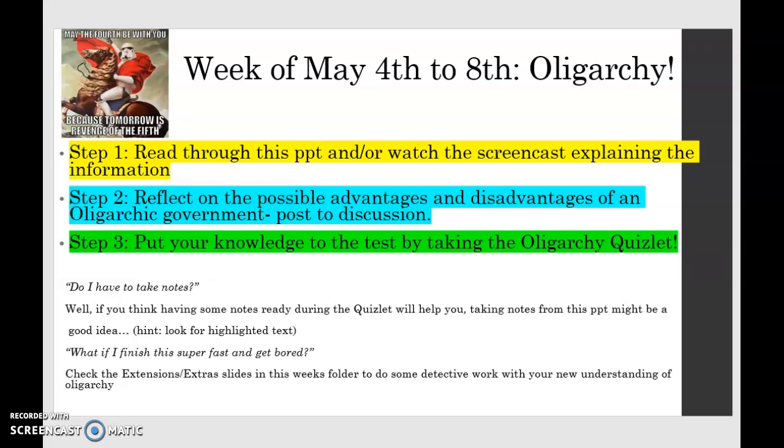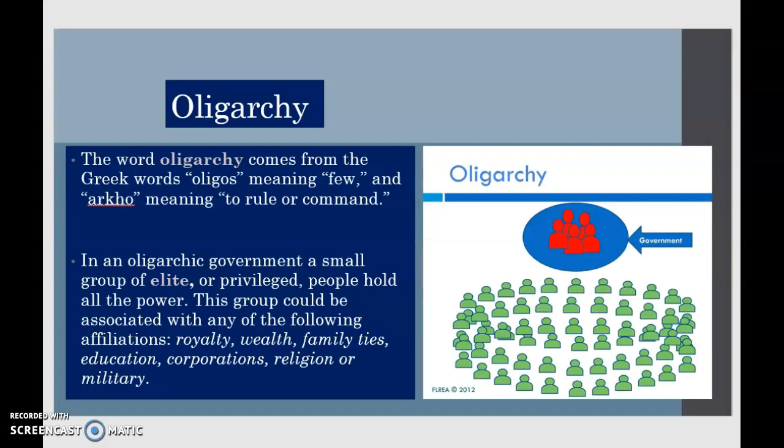So oligarchy, its origins come from the Greek, meaning oligos, meaning few, and archo, meaning to rule or command, right? That archo is coming at the end of each of our power structures. So in an oligarchy, the government is a small group of people. They are either the elite or privileged, and they hold all the power.